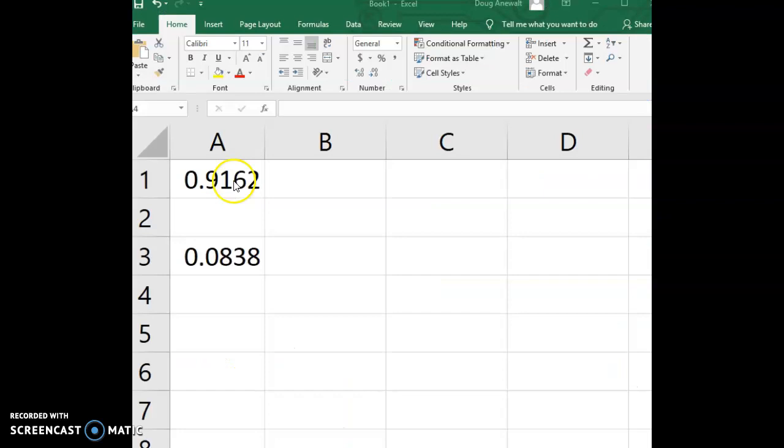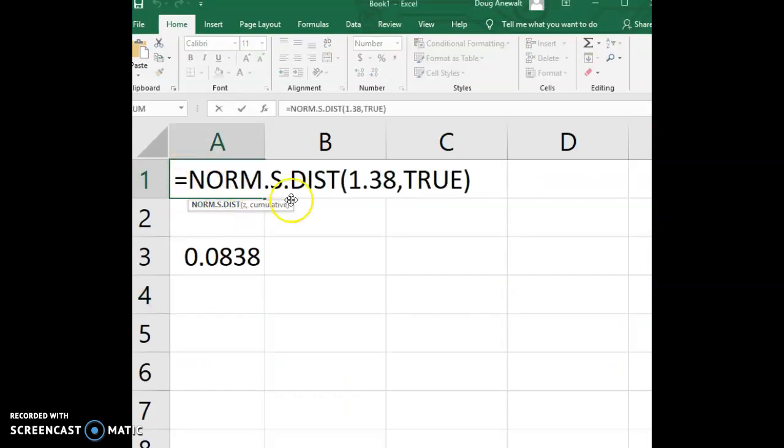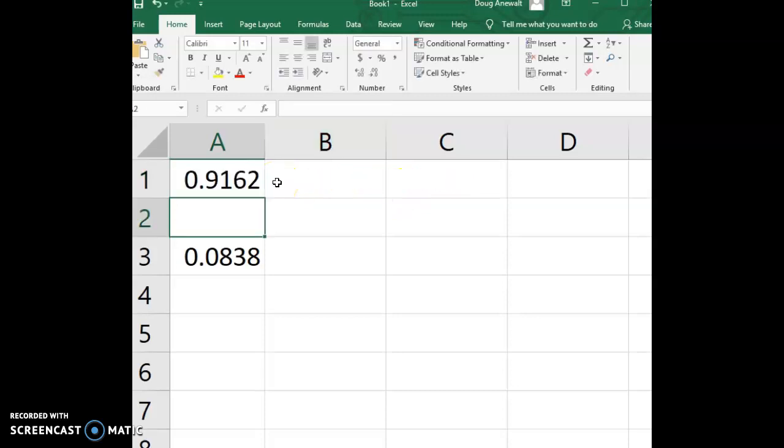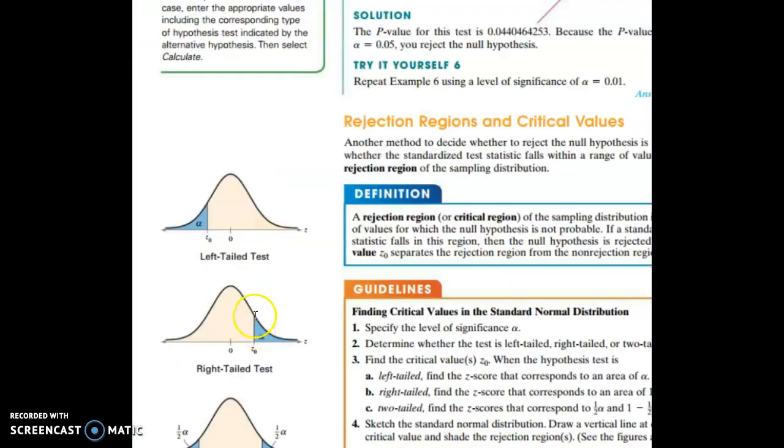In Excel, we can use the formula equals NORM.S.DIST and put in our critical value, and that gives the probability of being at that critical value or further to the left. And so if we want to find the probability of being further to the right-hand tail, we would do 1 minus that answer. And that gives the probability then of being from that critical value further to the right-hand tail of the distribution.